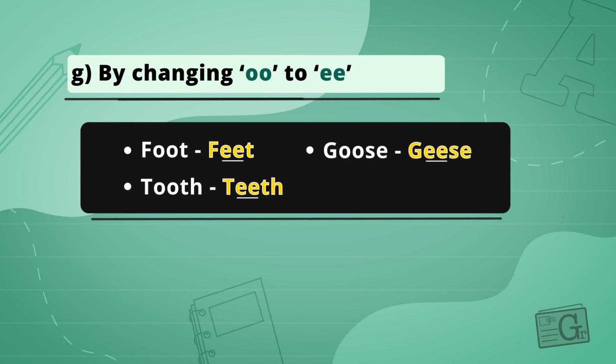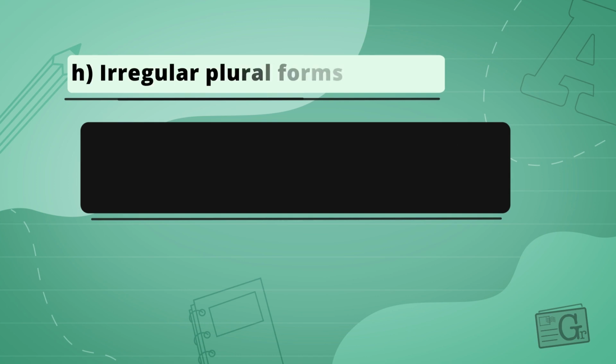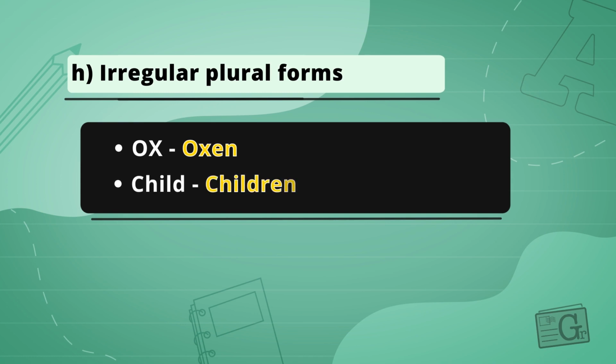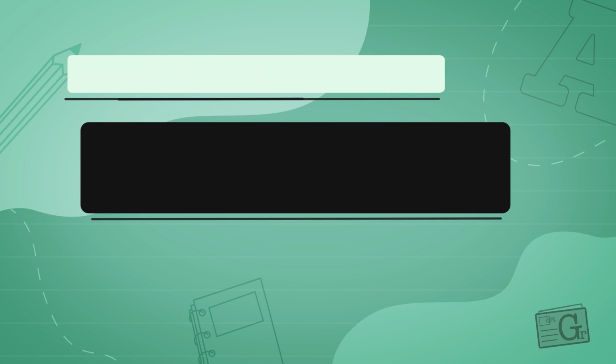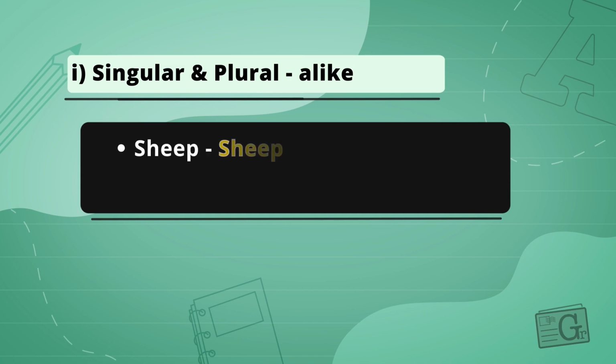Next is, some plurals are irregular in form totally. Singular is ox, plural is oxen. Child is singular and plural is children instead of children's. Next is, singular and plural are alike in some cases. For example, sheep remains the same in singular and plural form. Deer is same as singular and plural form.